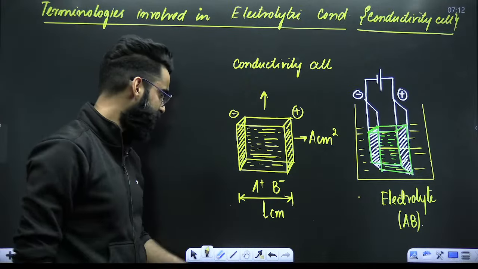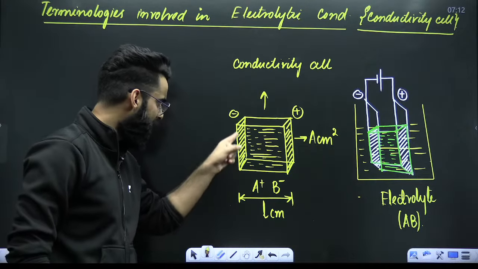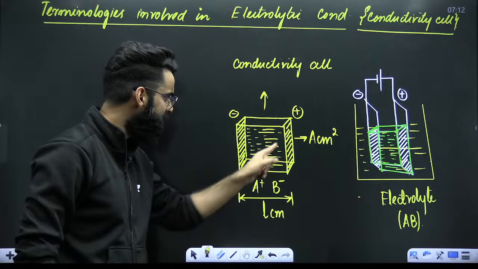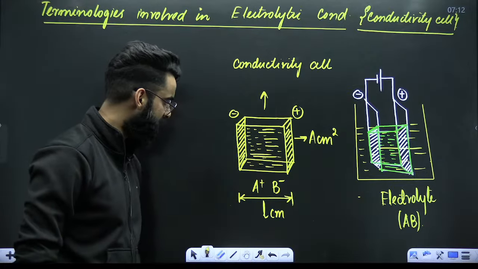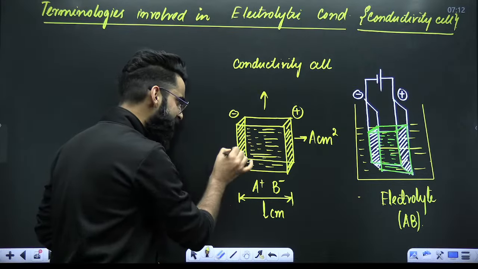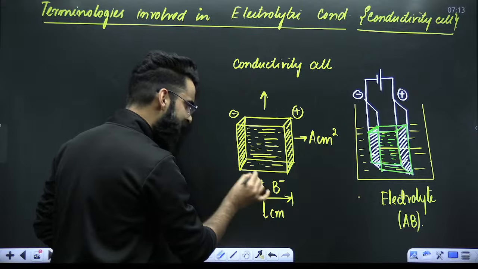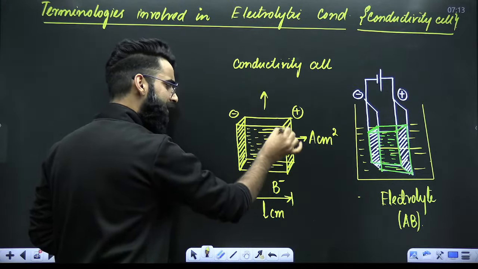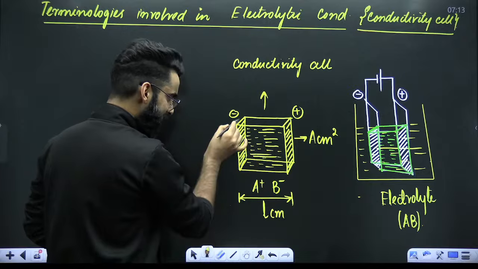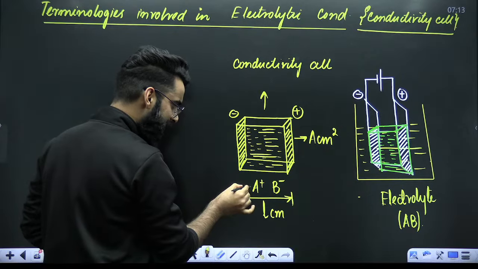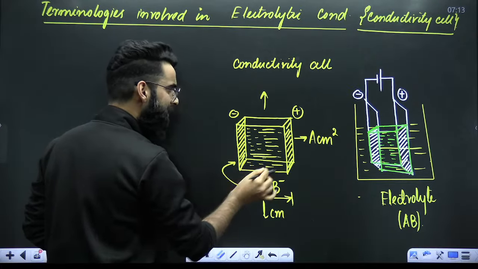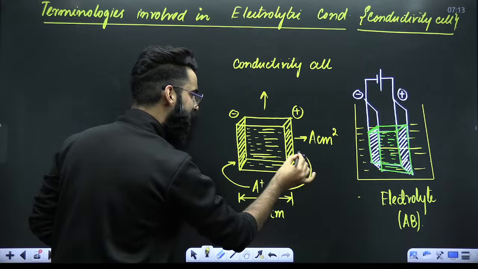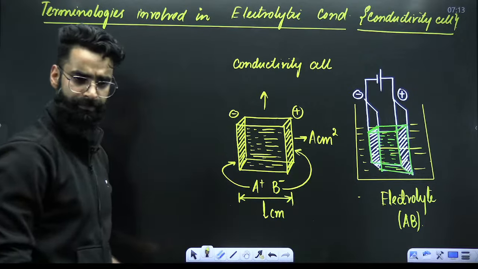Now tell me one thing. This particular plate carries negative charge. This particular plate carries positive charge. Can I say this negatively charged plate is going to attract A positive towards itself? Absolutely. And this positively charged plate is going to attract B negative towards itself.